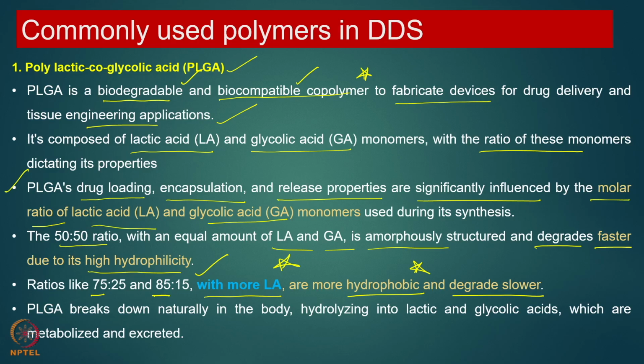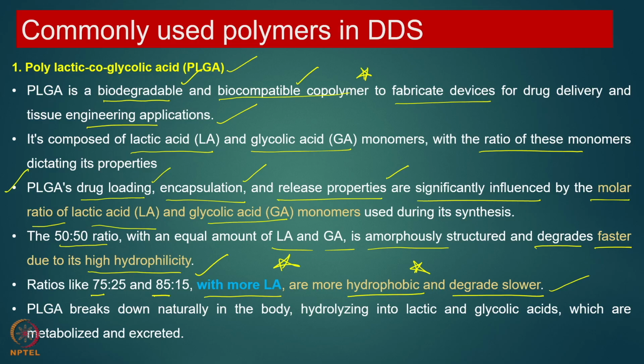So, if you want a controlled release polymer, you can go with this, and of course, the ratio will also influence the drug loading, encapsulation and release properties. So, while doing the experiment, you need to optimize the right ratio for your active molecule. Based on that, you can select the right ratio.